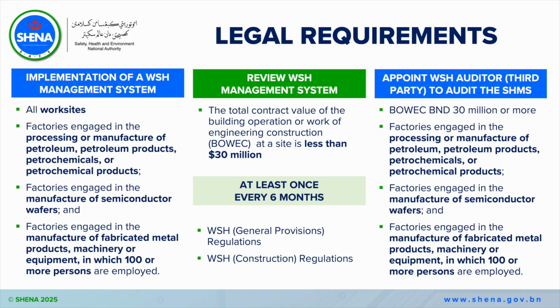For workplaces involved in building operations or engineering construction work, where the total contract value is less than Brunei dollar 30 million, the workplace safety management system must be reviewed at least once every 6 months. However, for projects valued at Brunei dollar 30 million or more, or for high-risk industries such as petroleum processing, semiconductor wafer manufacturing, or metal fabrication plants employing 100 or more workers, a third-party workplace safety auditor must be appointed to conduct a formal audit of the Safety and Health Management System, or SHMS.